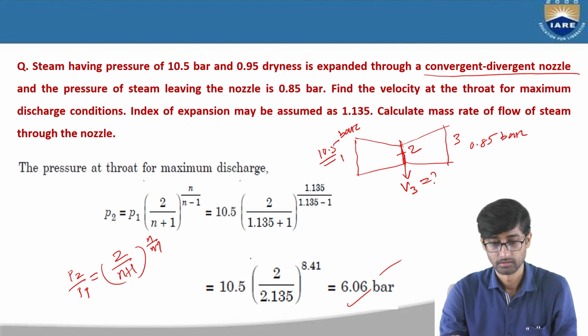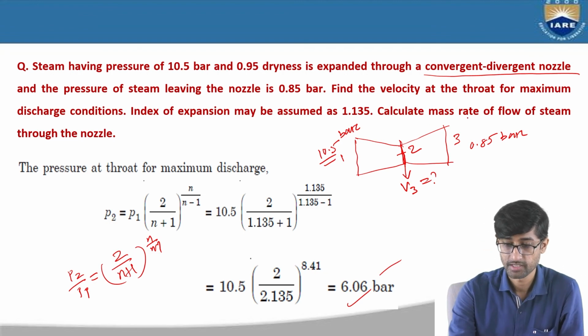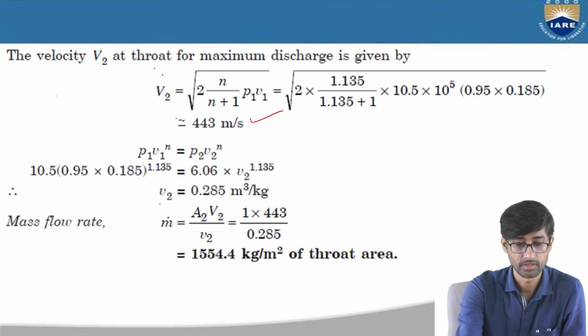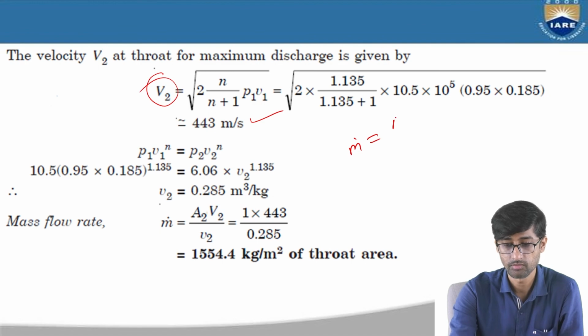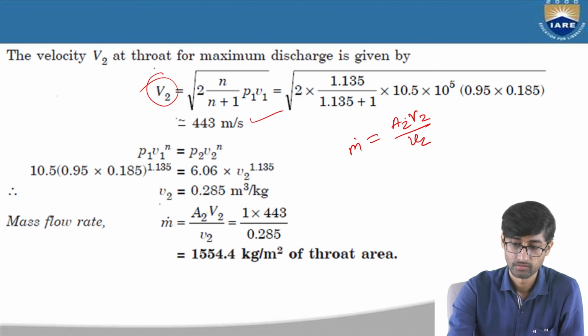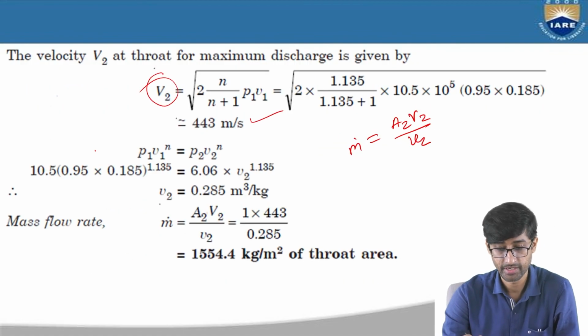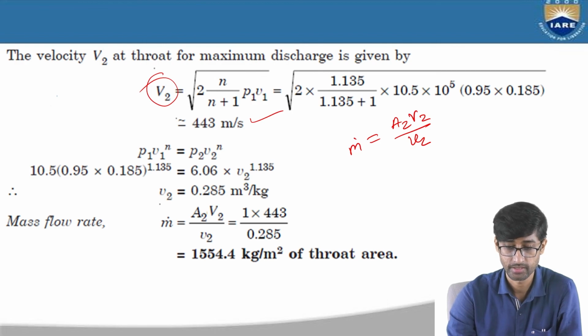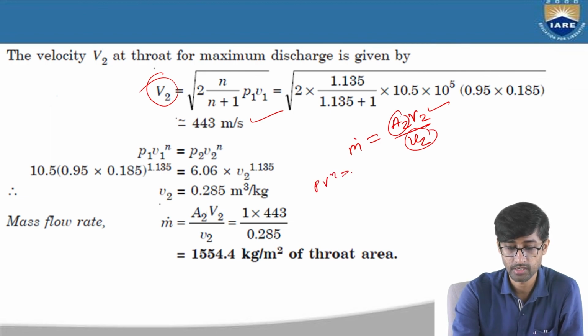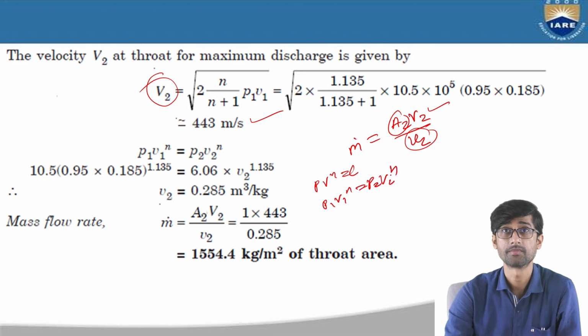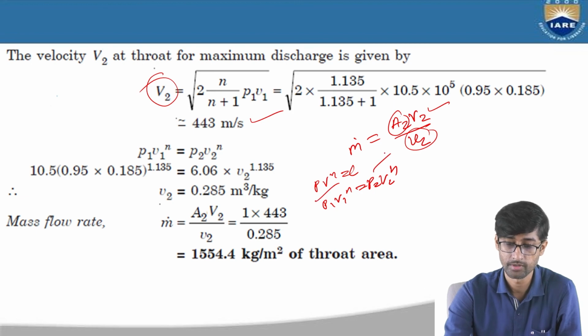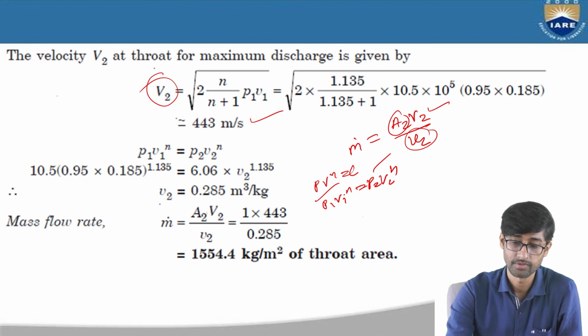Right? Next, what is the mass flow rate? How to calculate mass flow rate? After knowing the velocity of V2, the mass flow rate is equal to A2 V2 by small v2. We have to calculate the mass flow rate per unit area, right? So how to calculate the volume v2? Already we know P V to the power n is equal to constant. So P1 V1 to the power n is equal to P2 V2 to the power n, right? From this equation, you calculate. When you know P1, you know P2. And what is the value of V2? Sorry, V1. How to calculate?